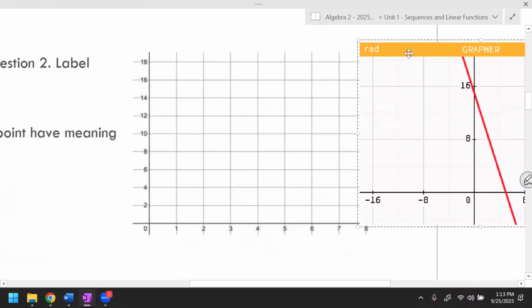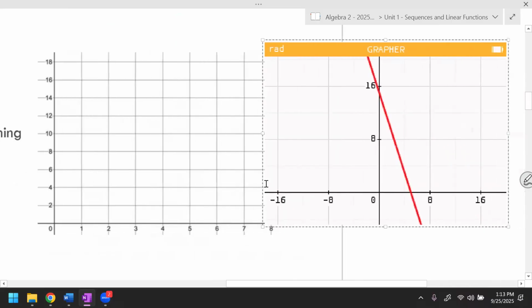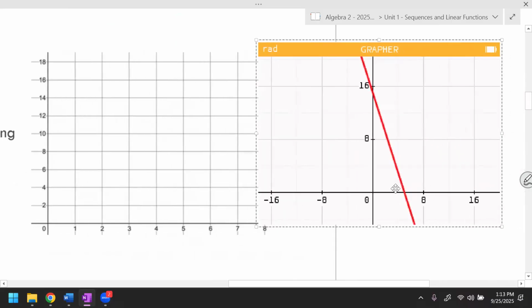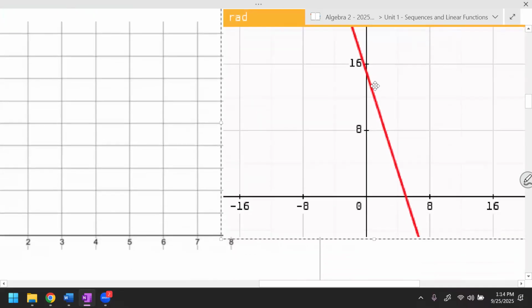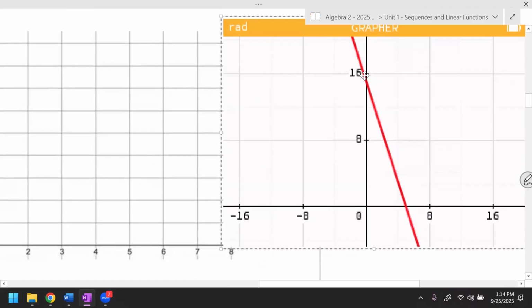Now, let's copy this graph in. Although you can see that the scale of the axes is a little different. What's this x-intercept down here? What does that look like to you guys? Could it be a 6, a 5? I don't know, it's kind of hard to tell. And then what about up here? 15 maybe? I think it is.